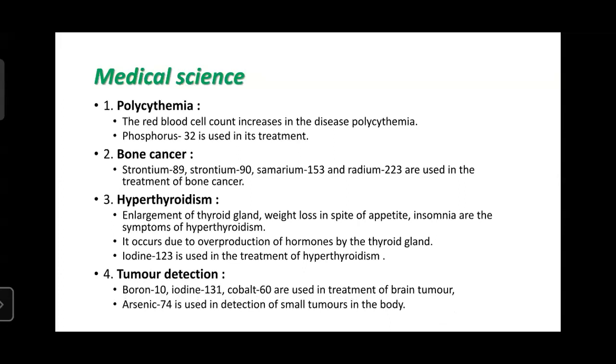Now, next is tumor detection. Here, boron-10, iodine-131, and cobalt-60 are used for the treatment of brain tumor. Arsenic-74 is used for detection of small tumors in the body.